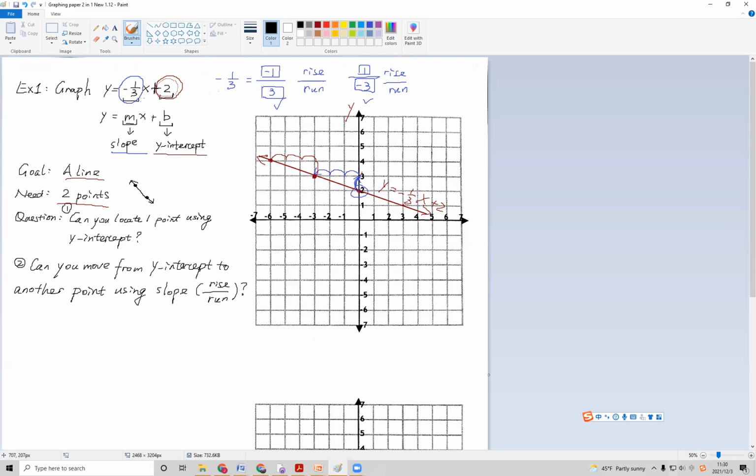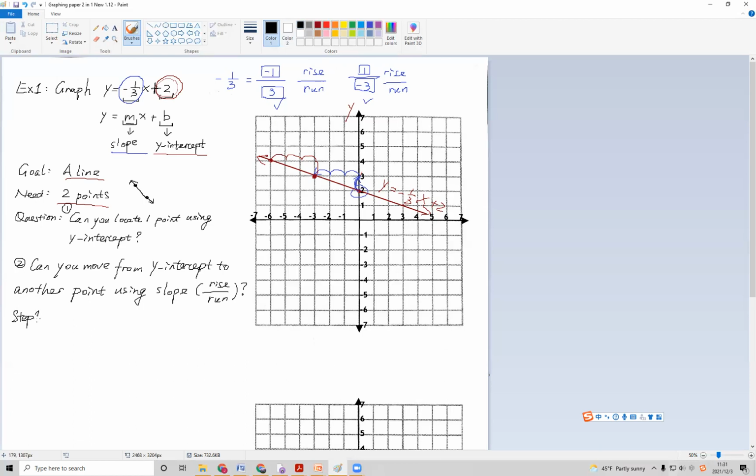In this linear equation, you should be identifying your slope and y-intercept first, and then use these two pieces of information to help you locate 2 points. So let's review one more time the steps we're taking today.